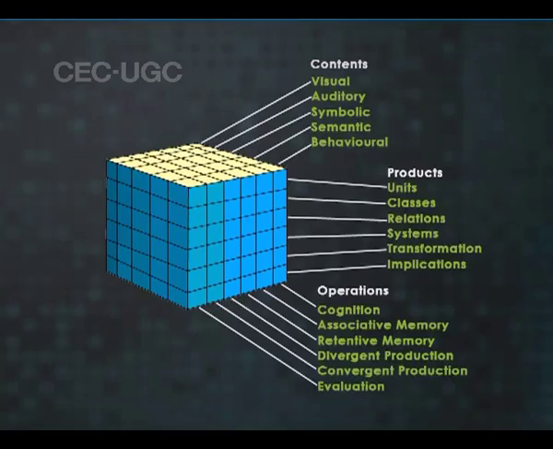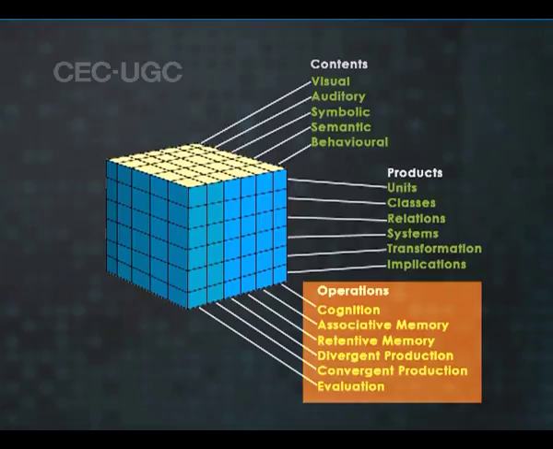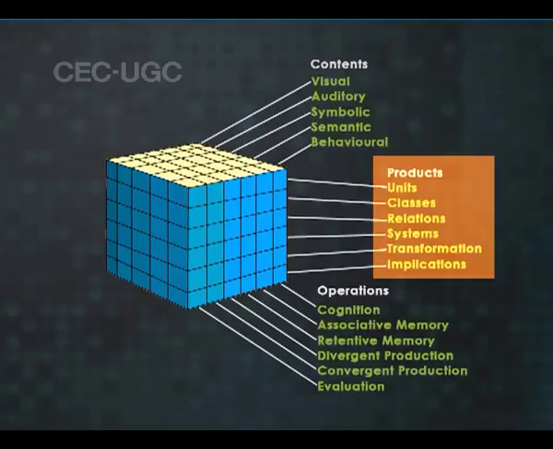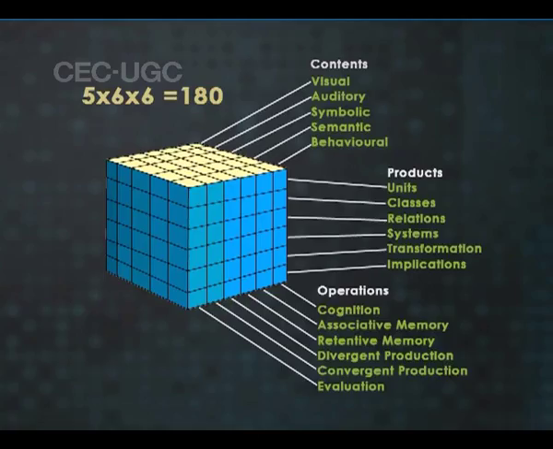The second dimension, operation, has 6 subcategories which include cognition, associative and retentive memory, divergent production, convergent production and evaluation. And the third, product, has 6 subcategories including units, classes, relations, systems, transformation and implications. So, theoretically 180 mental abilities or factors, that is 5 times 6 times 6 equals 180, can be generated from the model, since any operation can be performed on any content and can result in any product.